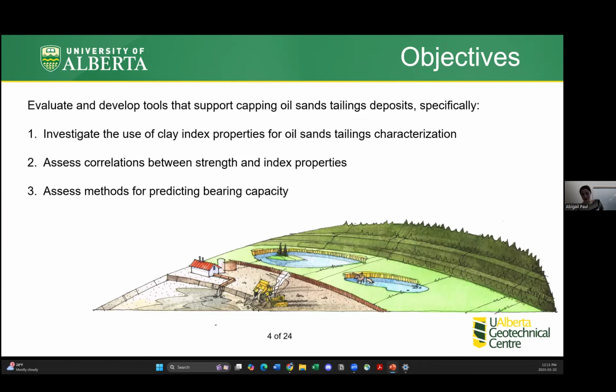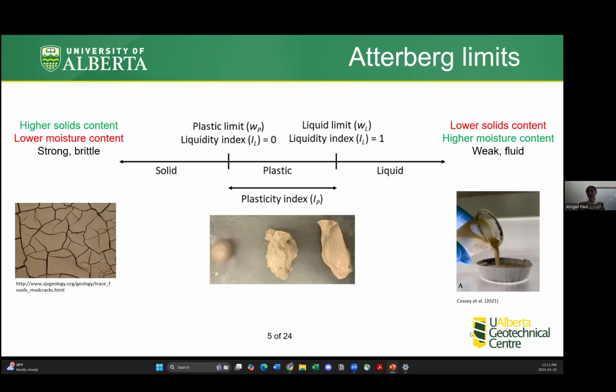So with this research program, the goal was to address some of the challenges associated with capping fine tailings deposits and creating trafficable surfaces. So specifically investigating the use of clay index properties for oil sands tailings characterization, assessing correlations between strength and these index properties, as well as assessing methods for predicting bearing capacity. So first, we're going to talk about the clays.